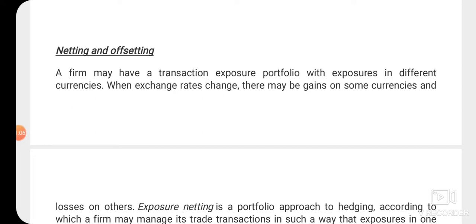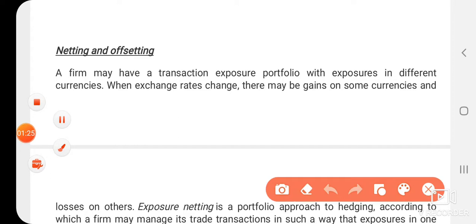Okay, here the first technique is netting and offsetting. The first operational technique is netting and offsetting. We can see what is meant by netting and offsetting. Here, a firm may have a transaction exposure portfolio with exposures in different currencies.